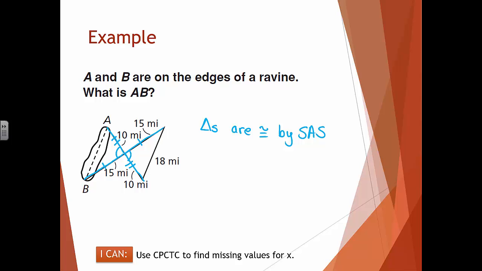Because the triangles are congruent, I'm going to do the new parts that I know in purple. I know that this side is equal to, or congruent to, that side. So that means segment AB must be 18 miles. And I know that by corresponding parts of congruent triangles are congruent, or because corresponding parts of congruent triangles are congruent.